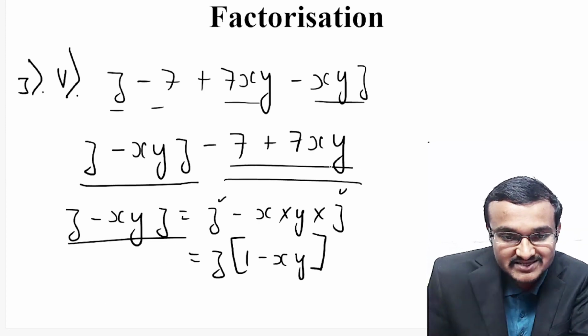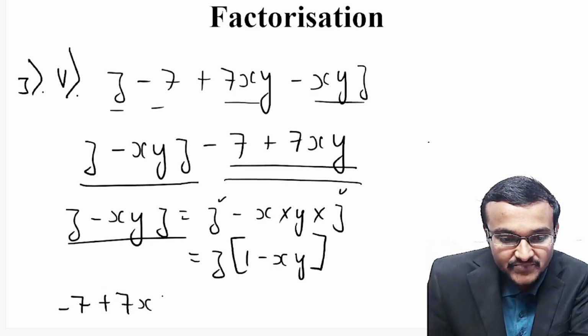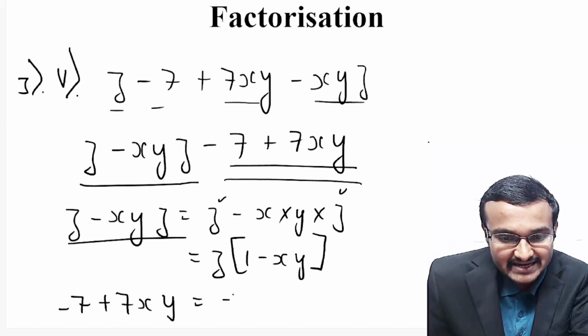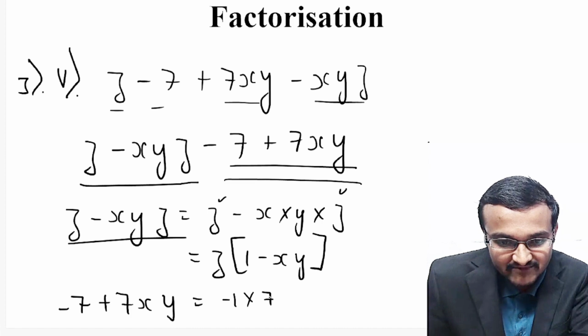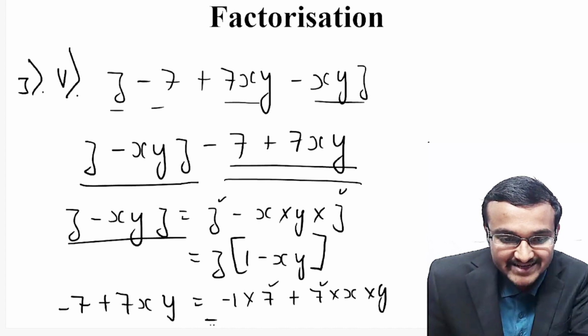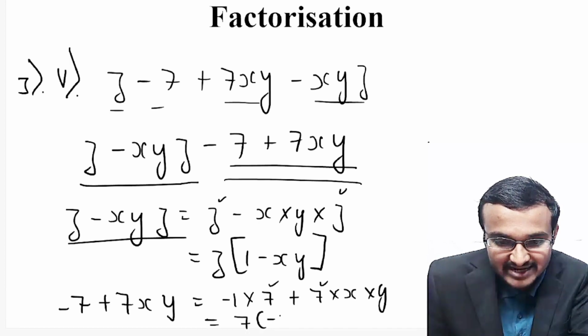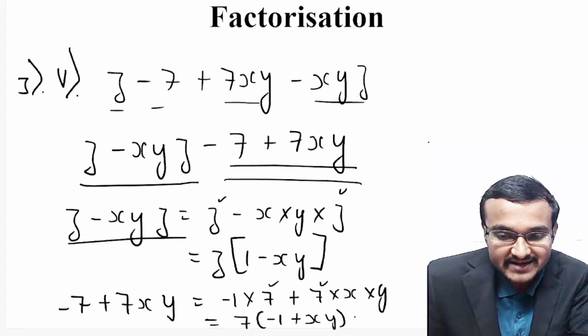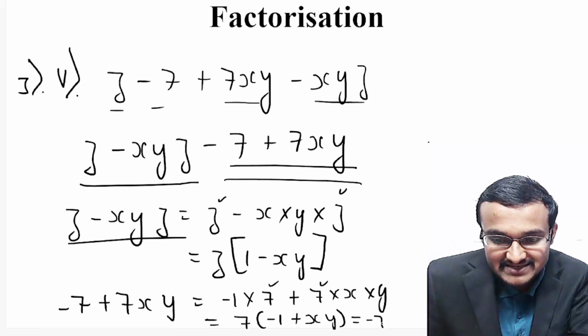Now taking the second term, that is minus 7 plus 7xy. This can be written as minus 1 into 7 plus 7 into x into y. So here 7 you can take as common. So when you take 7 as common, inside the bracket minus 1 will be remaining, plus xy will be remaining. Or you can take this minus outside and you can write this as minus 7 into 1 minus xy.